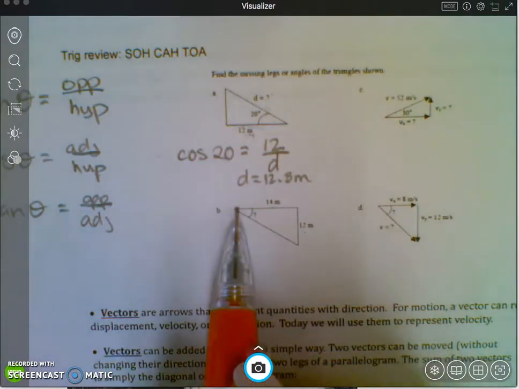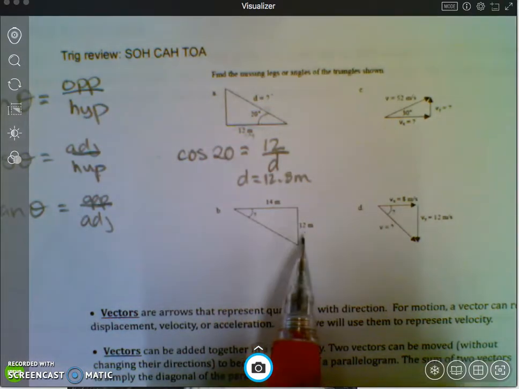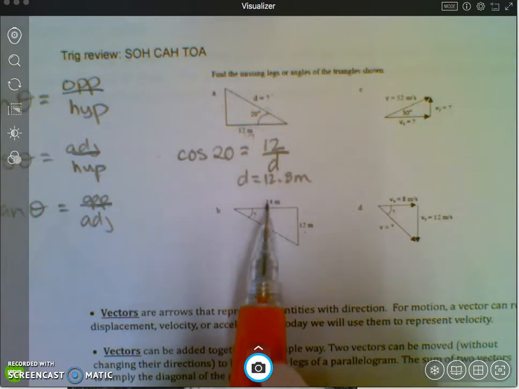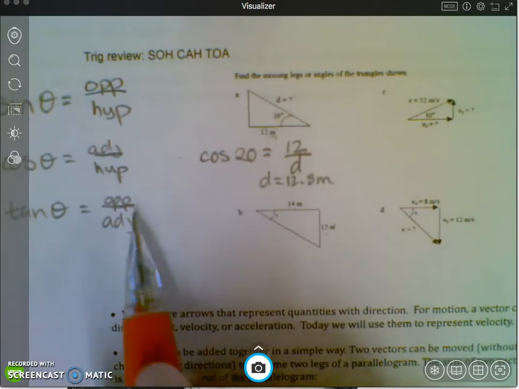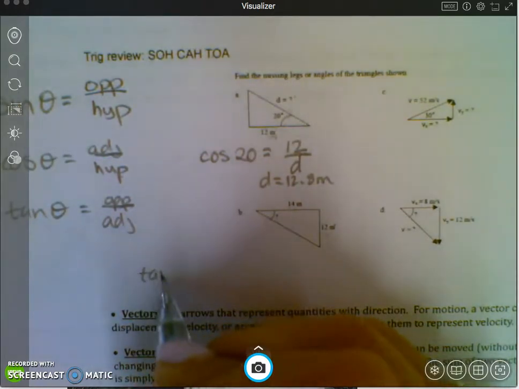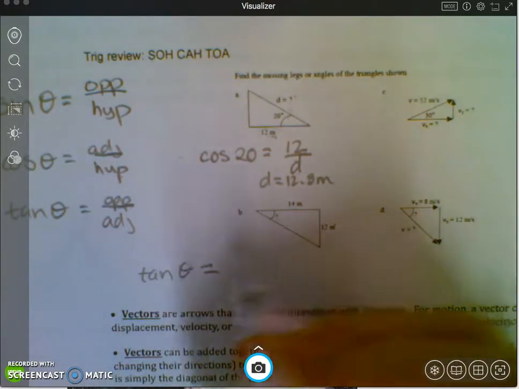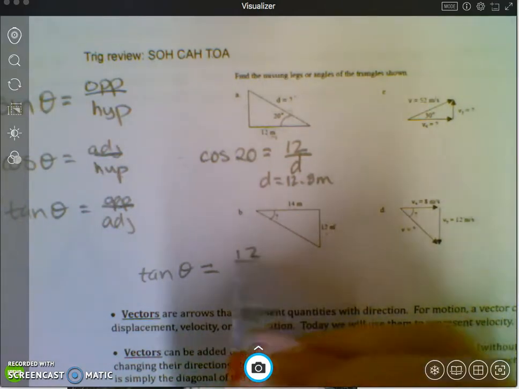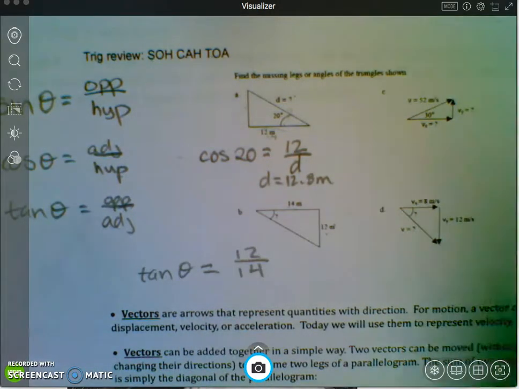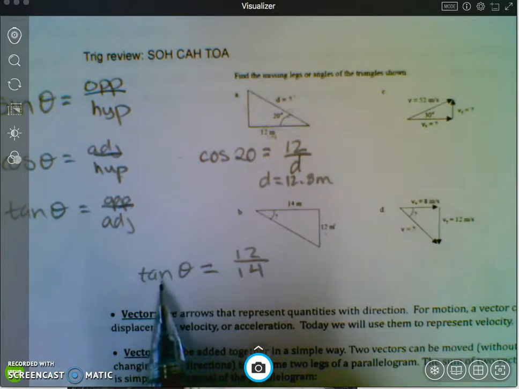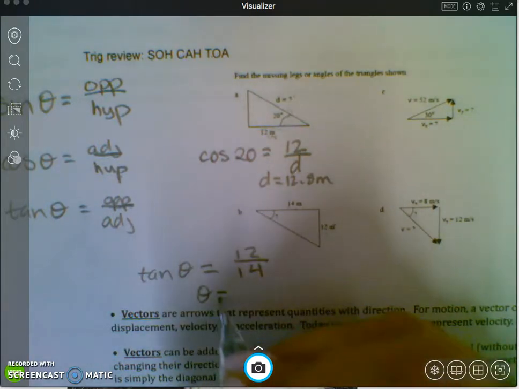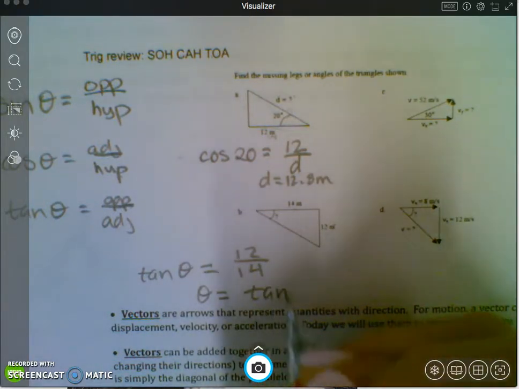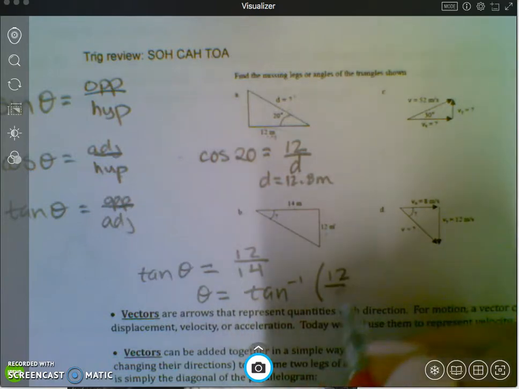For part B, you have the adjacent and the opposite, and you're looking for the angle. So adjacent and opposite. We're going to use tan theta equals opposite over adjacent. When you have the angle stuck in this tangent function, you're going to do the inverse. So theta is equal to inverse tangent of 12 over 14.